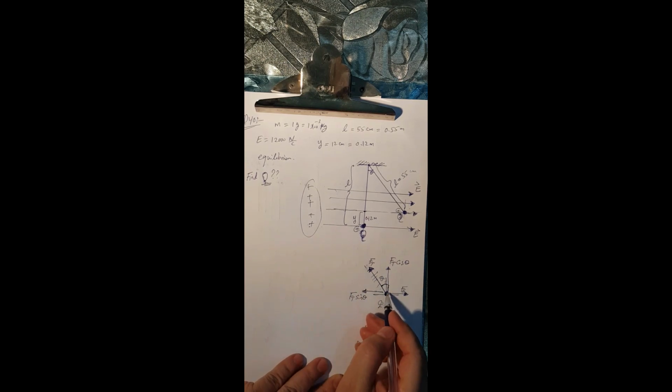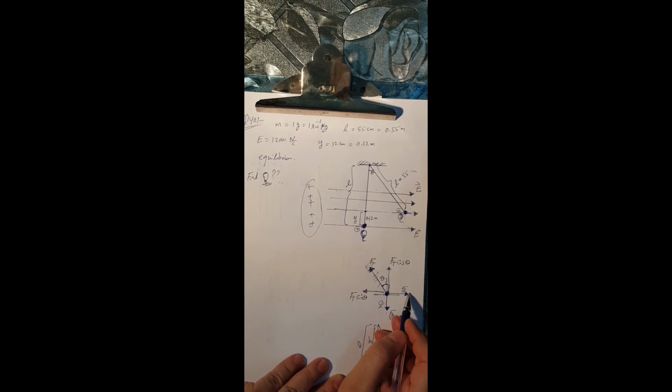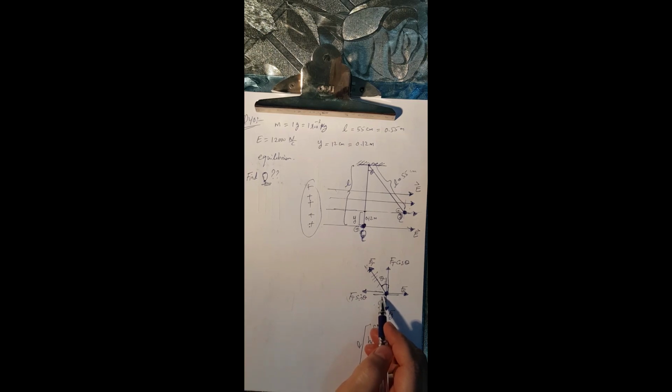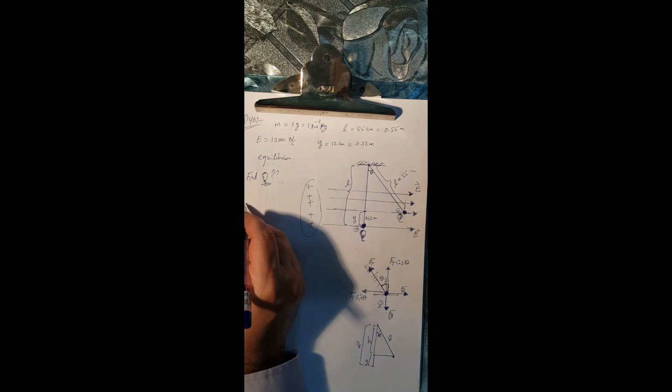So now what we have: forces to the right, forces to the left, forces up, forces down, and this object, the charge, is not moving anymore. So equilibrium. Equilibrium means there is no acceleration, no motion. So forces to the right equal forces to the left in magnitude, forces up equal forces down. So we'll do that and see what we can get out of this.